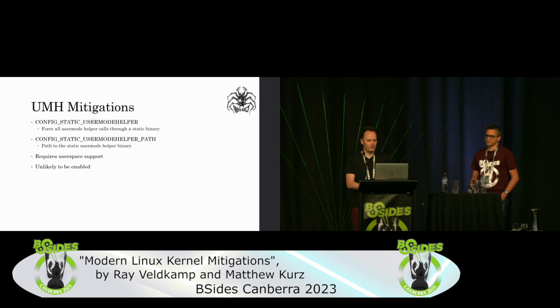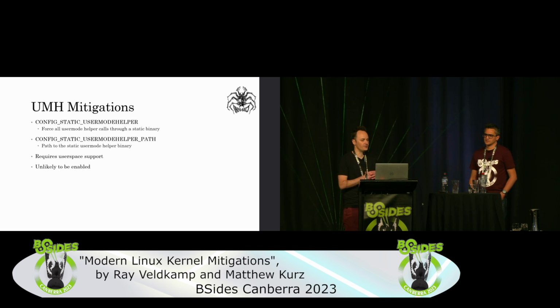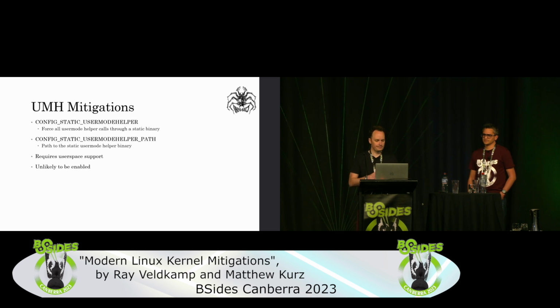So I said up front, this gets used a lot. And so there are mitigations that are designed to prevent it. And that is the CONFIG_STATIC_USERMODEHELPER configuration option. What that does is it basically says all of these user mode helper calls have to go through a single binary. And that binary is specified by this configuration option, user mode helper path.